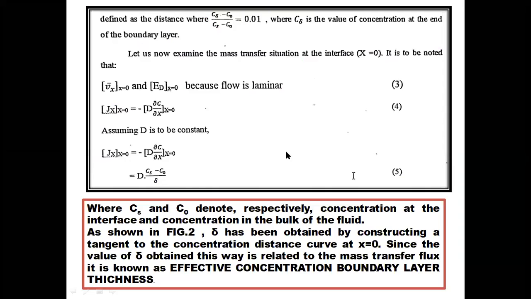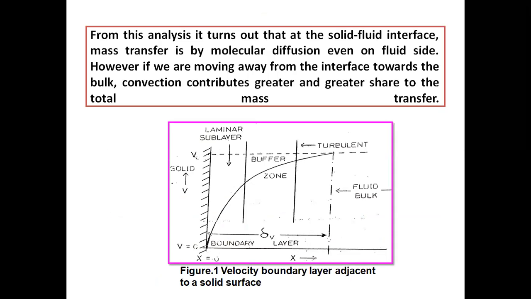Generally, let us examine the mass transfer situation at the interface, x equal to 0. It is to be noted that v̄_x at x equal to 0 is 0, and ε_D is 0, because this is laminar flow. So J_x at x equal to 0 is equal to minus D dc/dx, assuming D to be constant, at x equal to 0. This is equal to D (c_s - c_0)/δ, where c_s and c_0 stand for the concentration at the interface and the concentration in the bulk of the fluid. This is figure 1, this is figure 2.